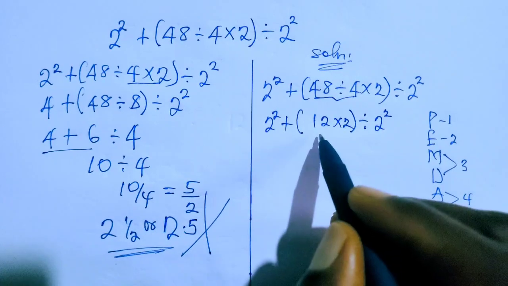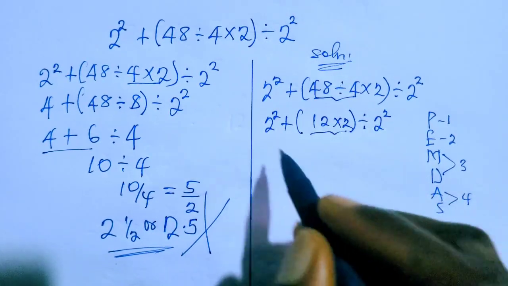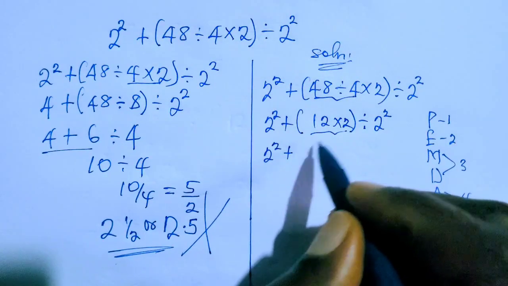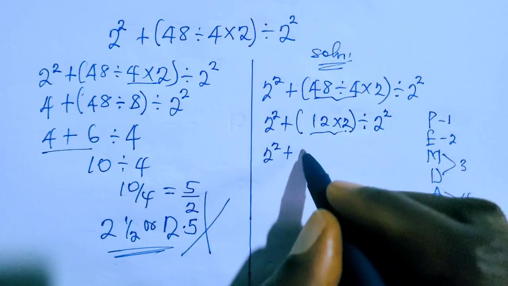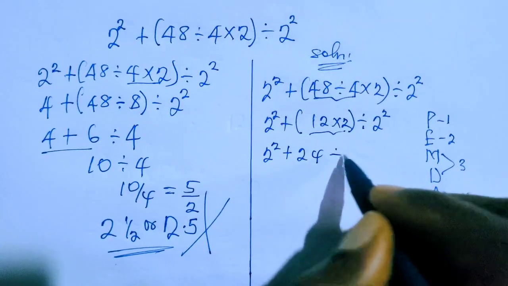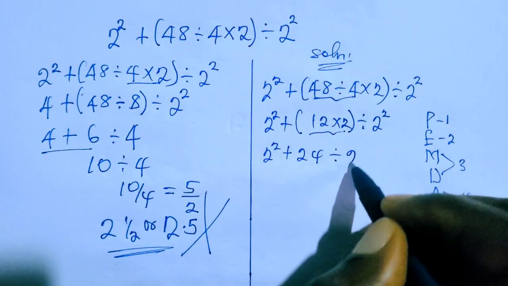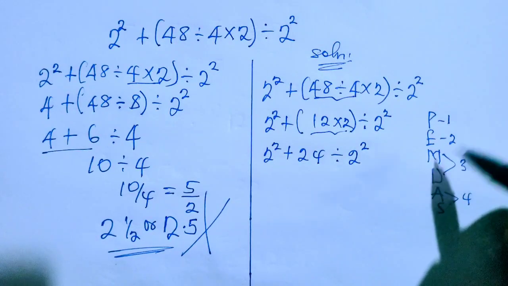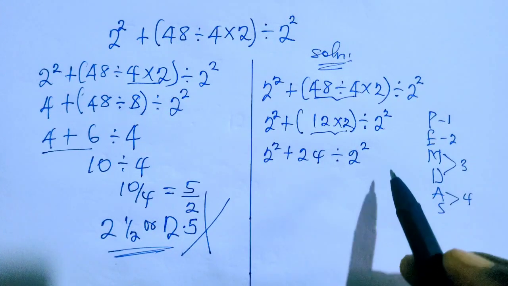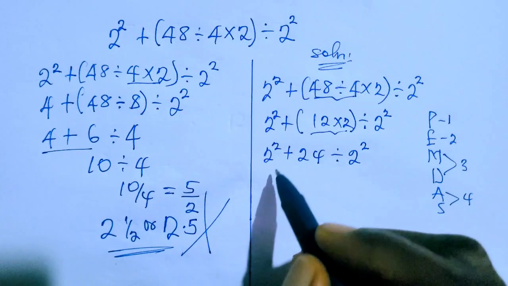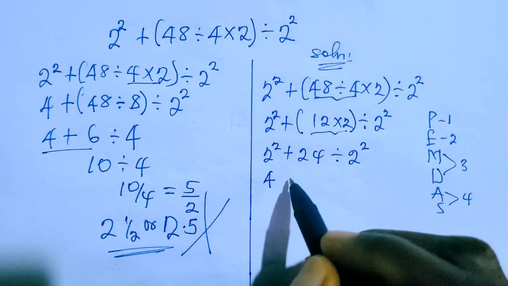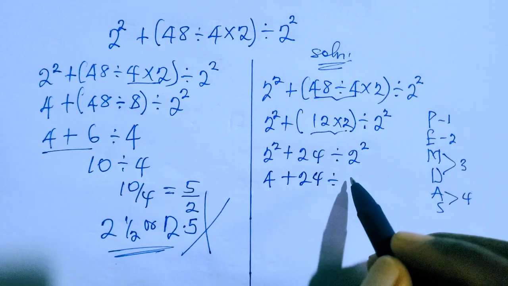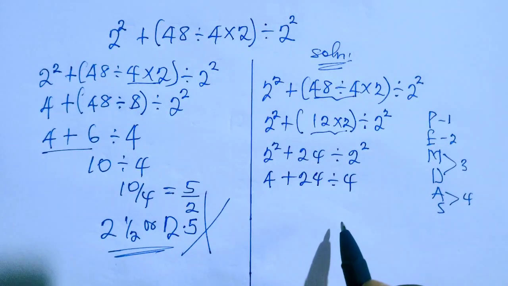Still in the parentheses, we now consider multiplication: 12 multiplied by 2 gives us 24, divided by 2 to the power of 2. Now from this order of operations, we consider exponents. 2 to the power of 2 gives us 4, plus 24 divided by 2 to the power of 2, that gives us 4.